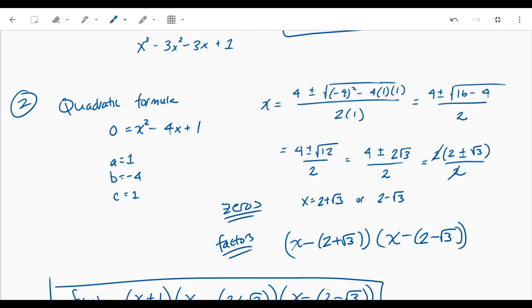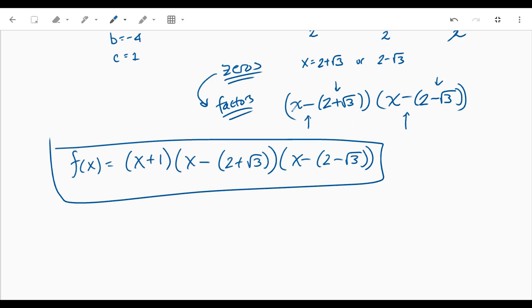A lot of kids mix up going from the zeros to the factors here. Remember, if you have a 0, x minus a 0 is a factor. Okay, so both of these are going to be subtraction signs, always. Okay, and then it's here where you're going to have the plus or minus. All right. Okay. All right, let me get another one here.